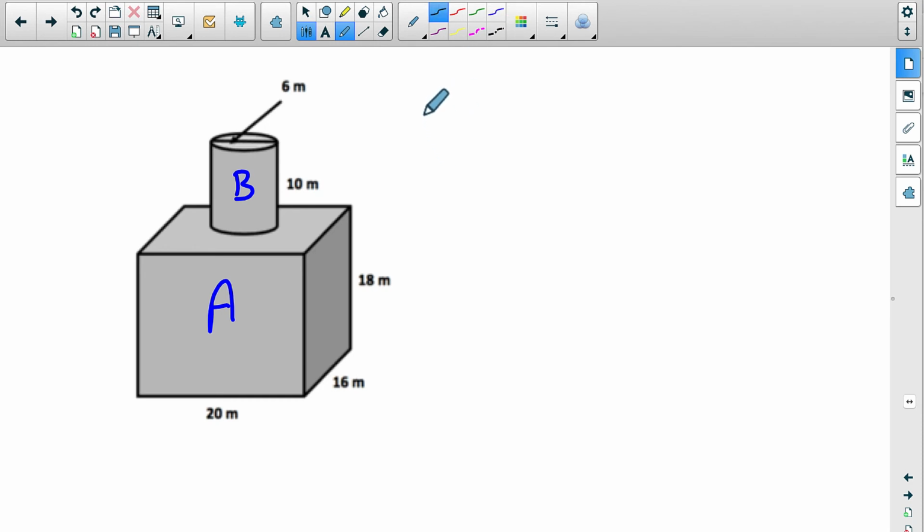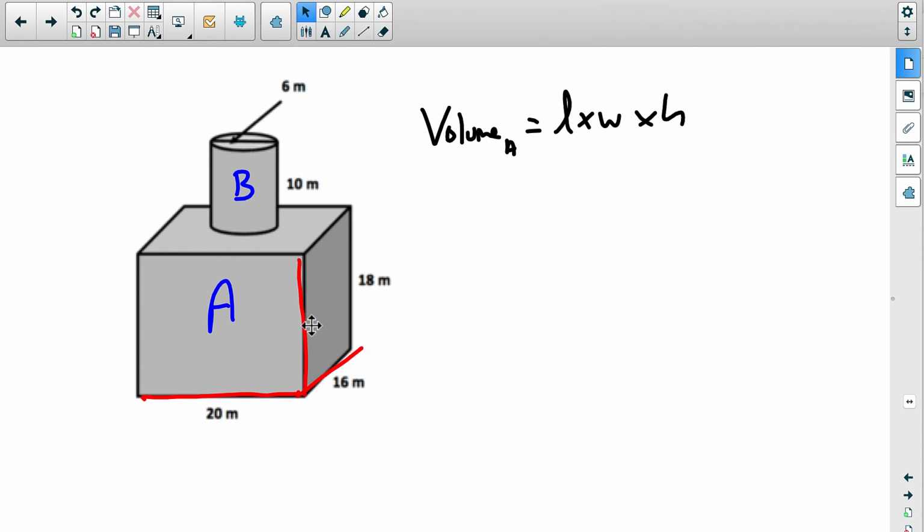So let's do this. Let's get the volume of A to start with, because it's easier again. This is a rectangular prism, even though it looks like a cube. So length times width times height. So what are the dimensions we need? We need this dimension, we need this dimension, and we need this dimension. This last dimension I drew is exactly the same as the 18 there, right? It's exactly the same amount.